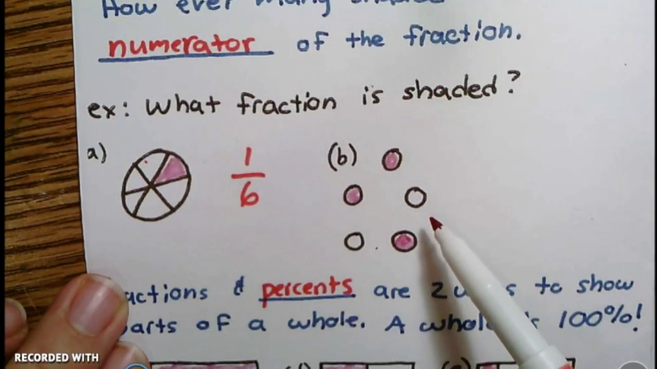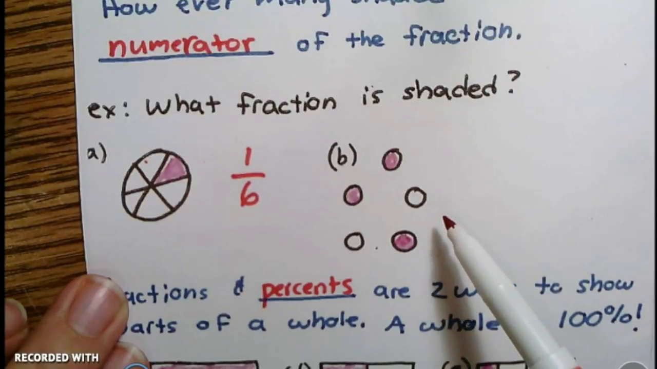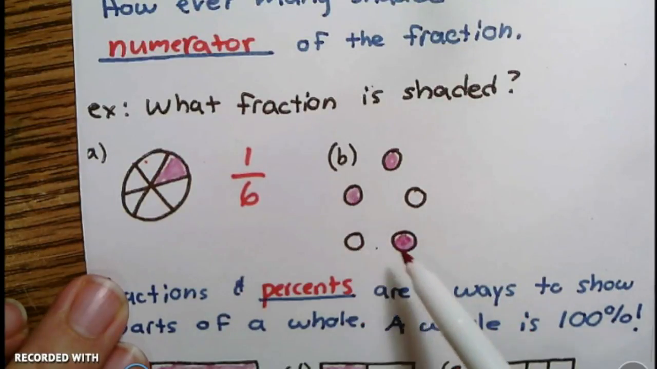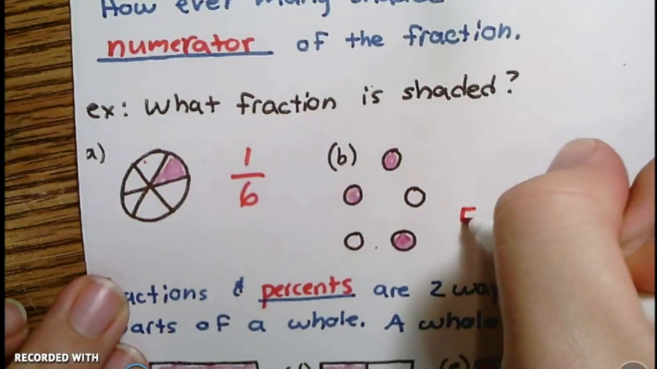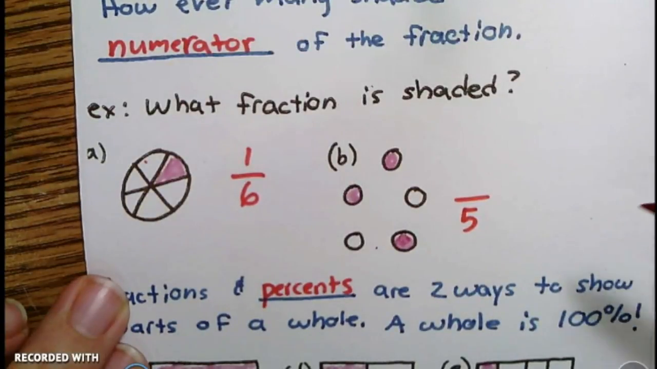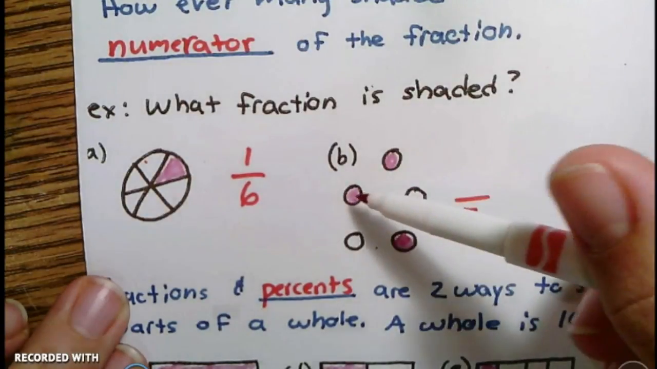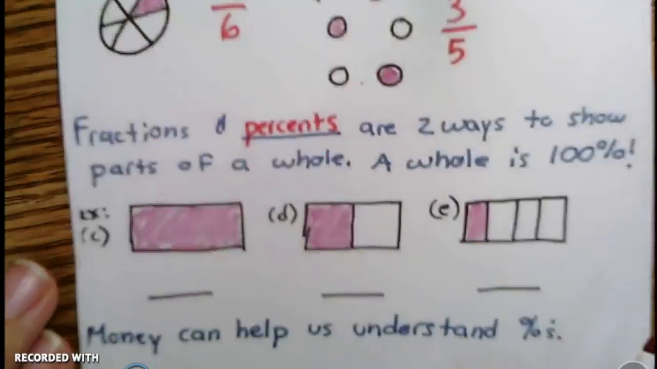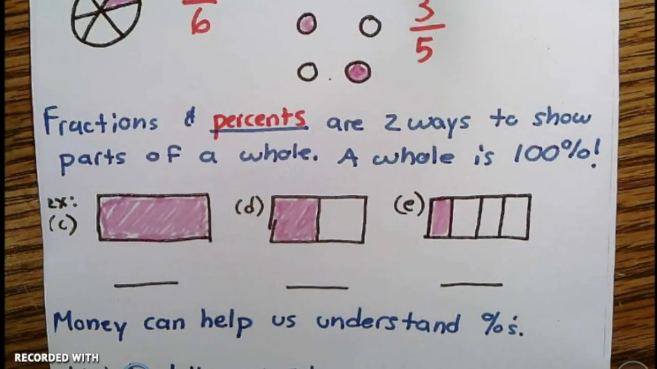How about this one? First, I'm going to count how many parts there are. 1, 2, 3, 4, 5. 5 is my denominator. Then I'm going to count how many are shaded. 1, 2, 3.